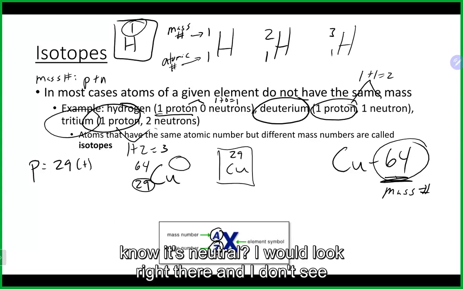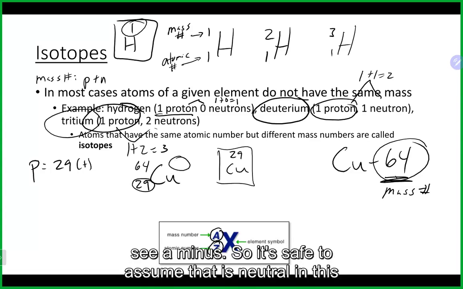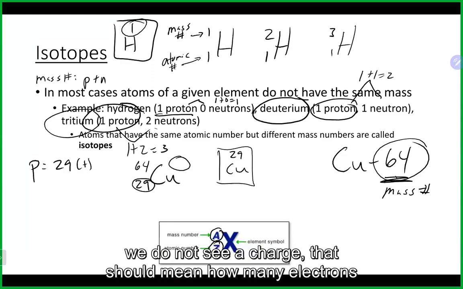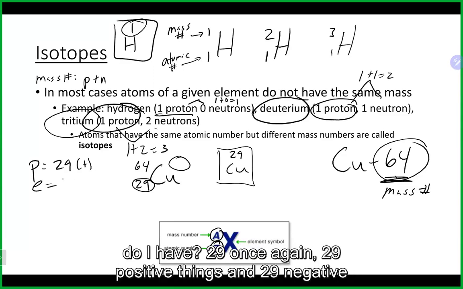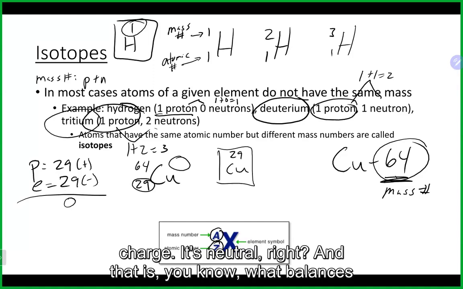I would look right there and I don't see anything, right? I don't see a positive charge, a plus, I don't see a minus. So it's safe to assume that it's neutral in this case. And because we are assuming it's neutral because we do not see a charge, that should mean how many electrons do I have? 29. Once again, 29 positive things and 29 negative things gives you a goose egg, 0 there, right? No charge, it's neutral, right? And that is what balances out.